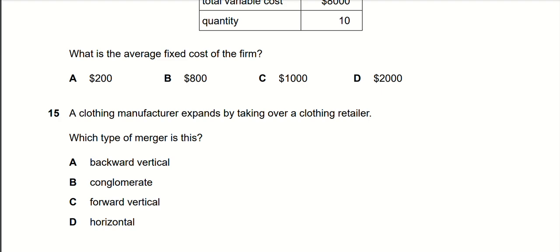Okay, a clothing manufacturer expands by taking over a clothing retailer. What type of merger is this? Okay, first of all, this is a clothing manufacturer and a clothing retailer. So the manufacturer is producing and the clothing retailer is selling. So that would be from the primary sector to the secondary sector. So that is definitely not backward vertical, not conglomerate because it's in the same industry, not horizontal, so it's C. Forward vertical integration.